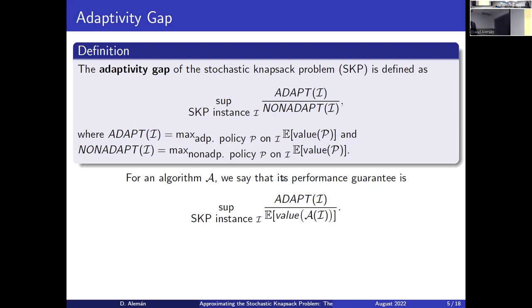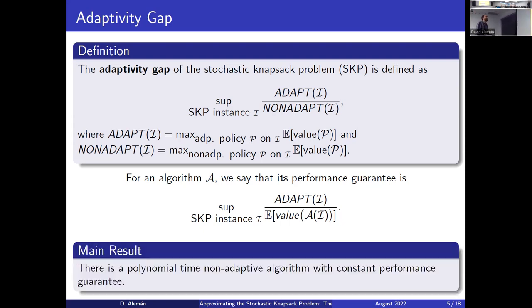Now, an issue that arises here is that an optimal adaptive policy can be a very complicated object. So we are going to see that there is a way to find an upper bound for this quantity, adapt(I). There is a way to define an LP formulation for the problem and find a nice upper bound for it. And hence, the performance of our algorithm will be much easier to handle.